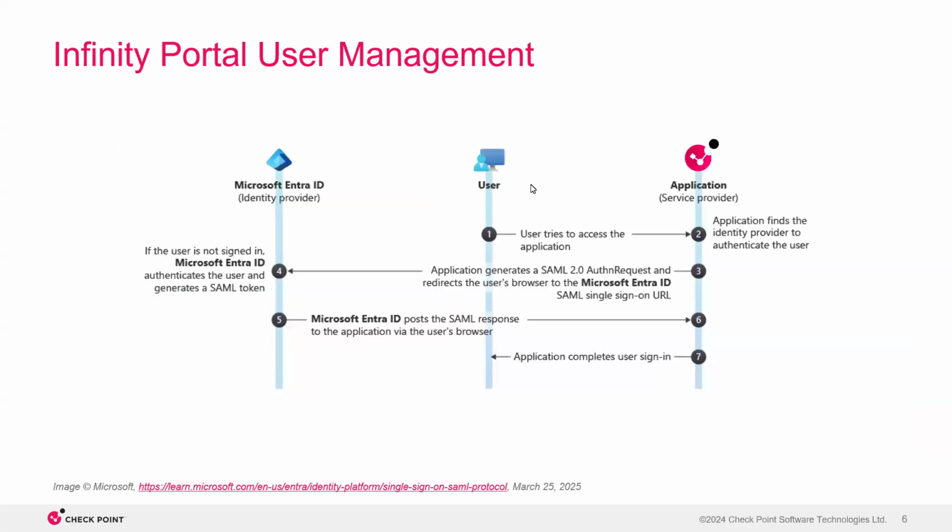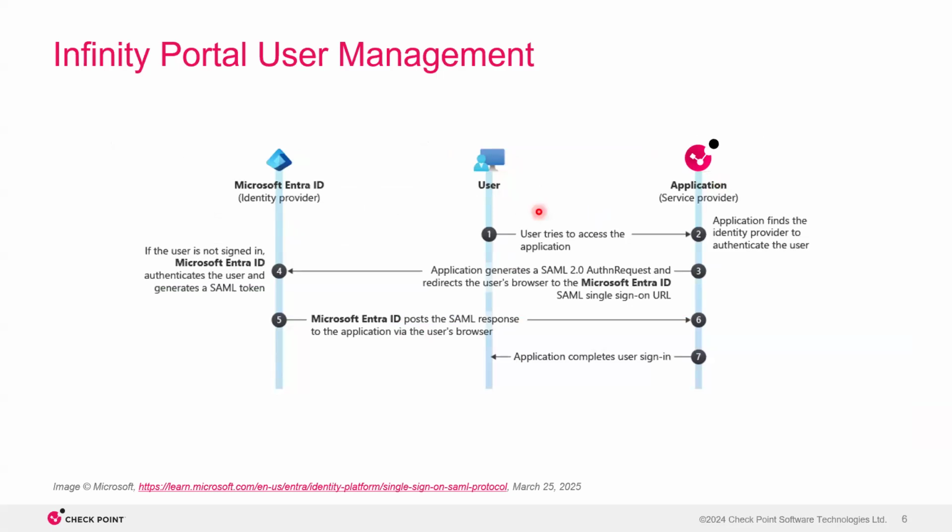I wanted to also share this image from Microsoft's documentation, as I think it's a really helpful diagram to explain what's happening behind the scenes when a user logs in. So I'm going to grab my laser pointer for a moment and just highlight some of these areas. So assume for a moment that you're the user. You're trying to access the Infinity portal, which is this application icon here, and your users are stored inside of Microsoft Entra. So what happens?